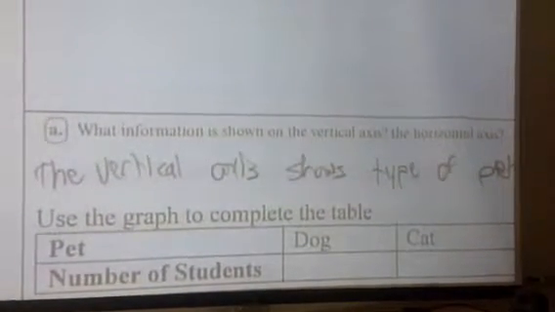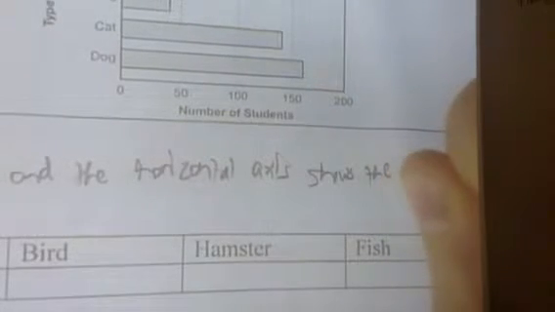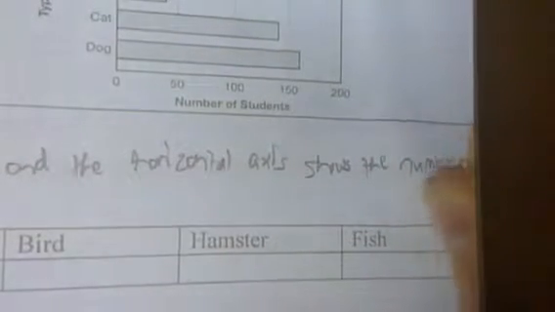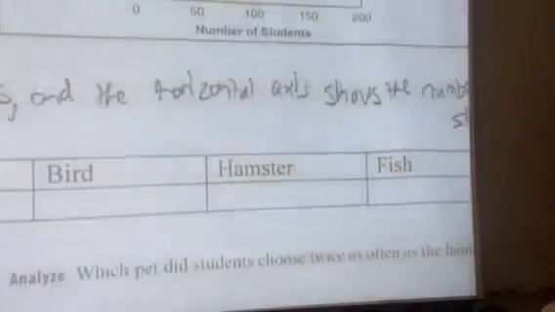The horizontal axis is your left and right axis. This is your horizontal axis, and the horizontal axis shows the number of students. So your vertical axis shows the type of pets, and the horizontal axis shows, boy, that is some sloppy handwriting, the number of students. Just listen to the words that I say if you can't read them. Number of students, types of pets.